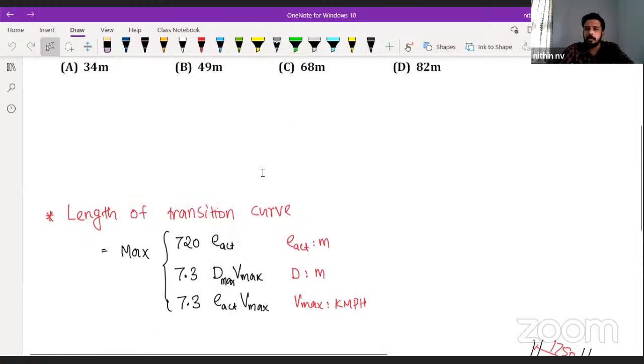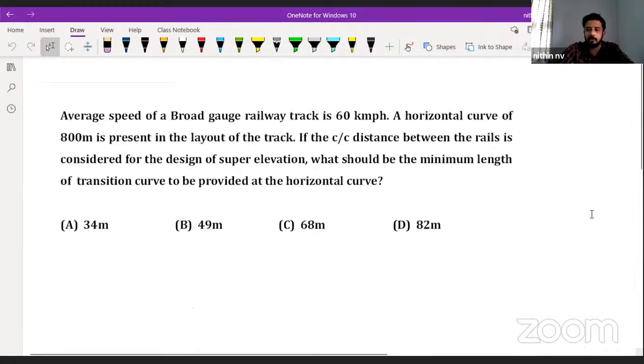But to avoid that confusion in the question, either they will give that value, as they have already given in the GATE exam, or they will mention to consider the center to center distance. If they are giving like this, then there is no confusion. You can directly take it as 1.75 meter or 1750 millimeter. Whenever they ask the question in GATE or even in IAS, they have given the data directly.